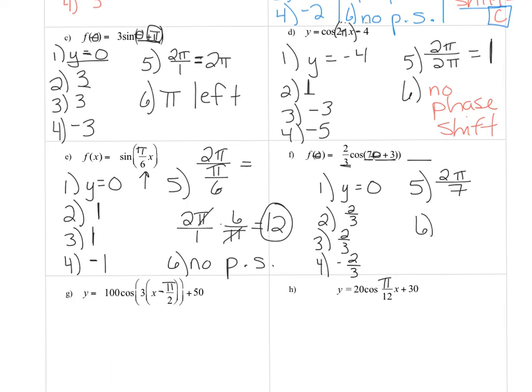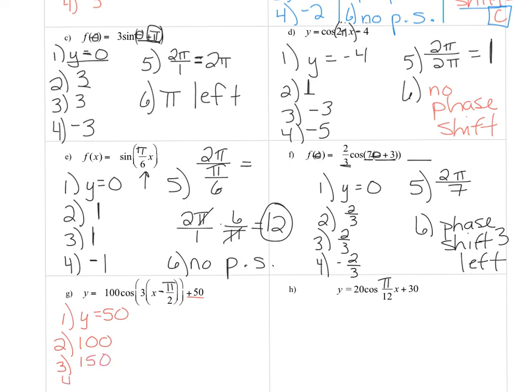Lastly, my phase shift is 3 to the left because of the plus sign. Okay, moving down to the next one. My midline is 50. My amplitude is 100, which means that 50 go up 100 is 150, and 50 go down 100 is going to be -50.